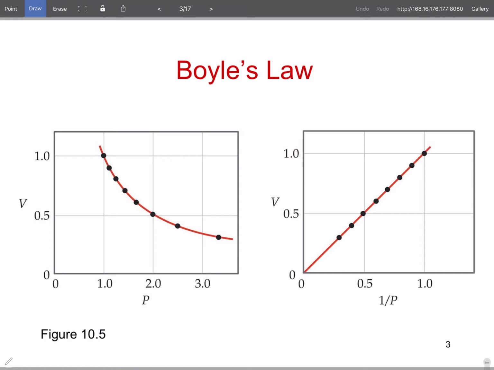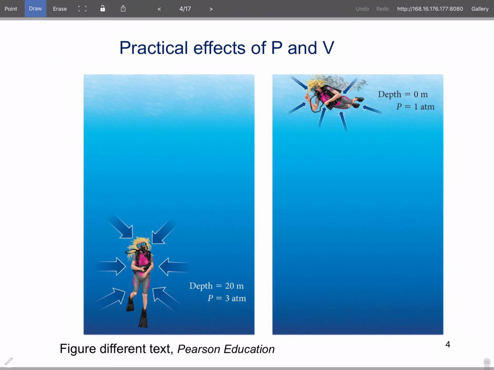Now, if you apply Boyle's law, what you'll see is volume versus pressure. As volume drops, pressure is going to increase. Or if you look at them as V versus 1 over P, it's a straight line. Okay, so they're proportional.